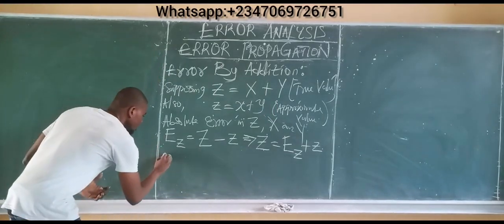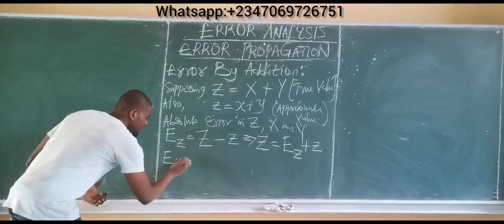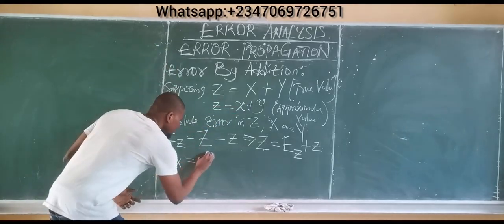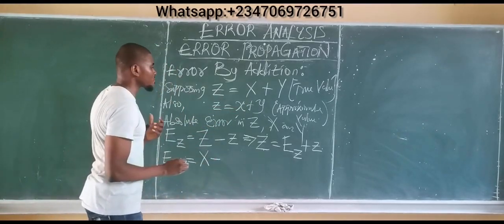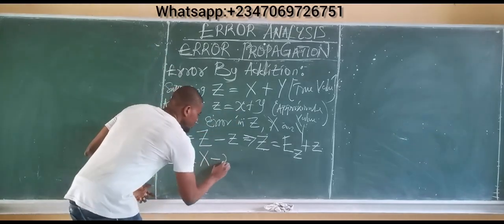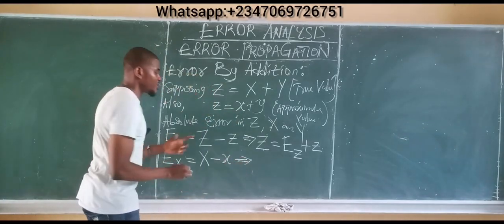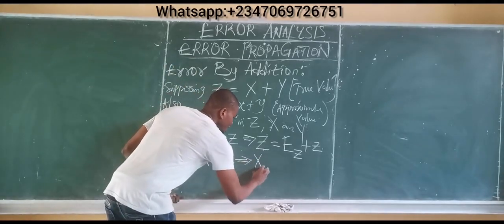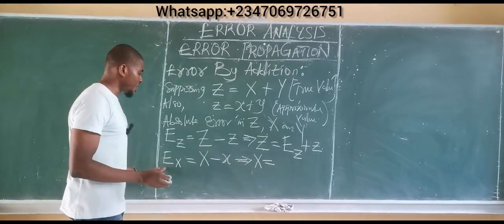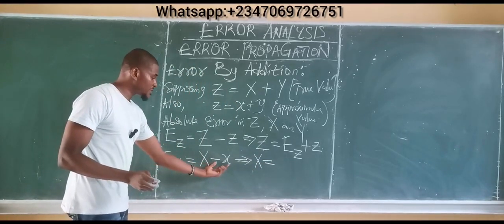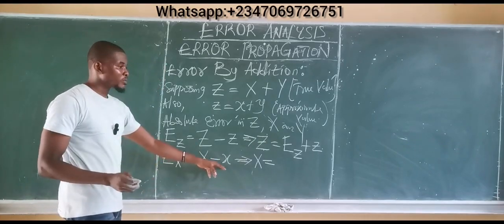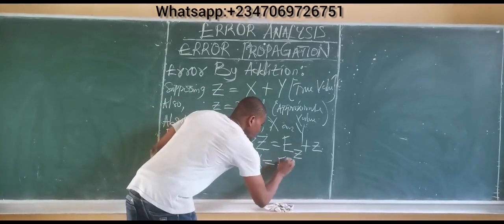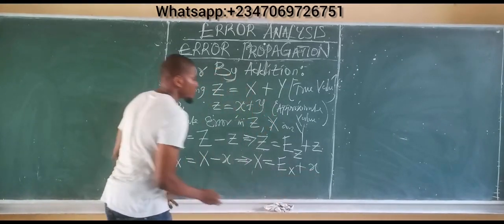Similarly, the absolute error in X, called E_X, is going to be equal to the true value, capital X, minus the approximate value, small x. So just like in the first case, capital X, as the true value, simply becomes the error in X plus the approximate value. If I send negative small x over here, it becomes plus small x. So we have E_X plus the approximate value of X.